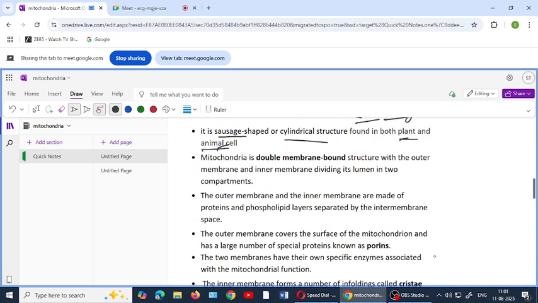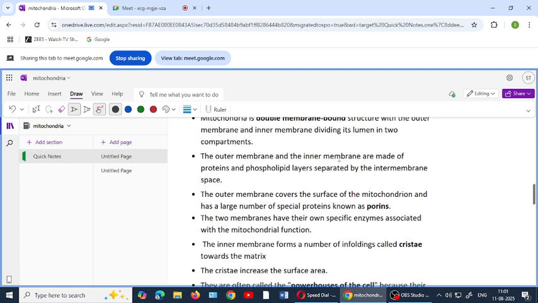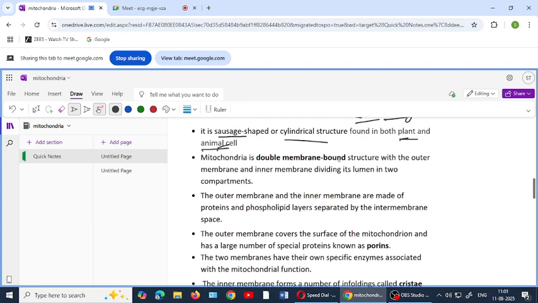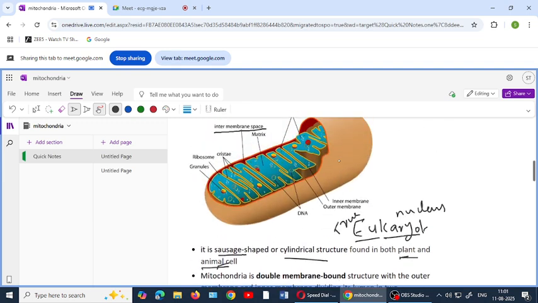So mitochondria are present in eukaryotes. That means they are not present in prokaryotes. Prokaryote means bacteria, virus kind of organisms which have no true nucleus. And mitochondria is a double membrane bound structure that we already discussed.